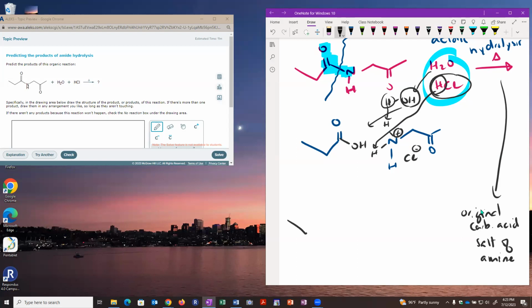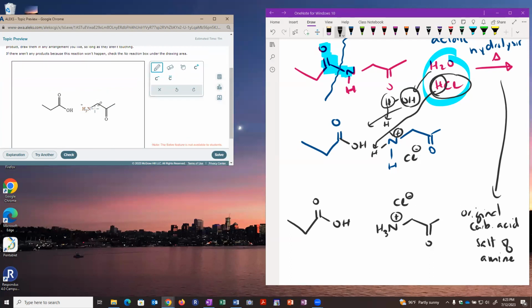So we end up with, let me redraw these. We end up with the original carboxylic acid, and then we get the salt here of the amine, right? So we have an N, we have 3 H's attached to it, the positive charge, and we have our Cl minus that's floating around. Sometimes the Cl minus is shown in, sometimes it's not. In this case, all we have here is the NH3 with the positive charge.